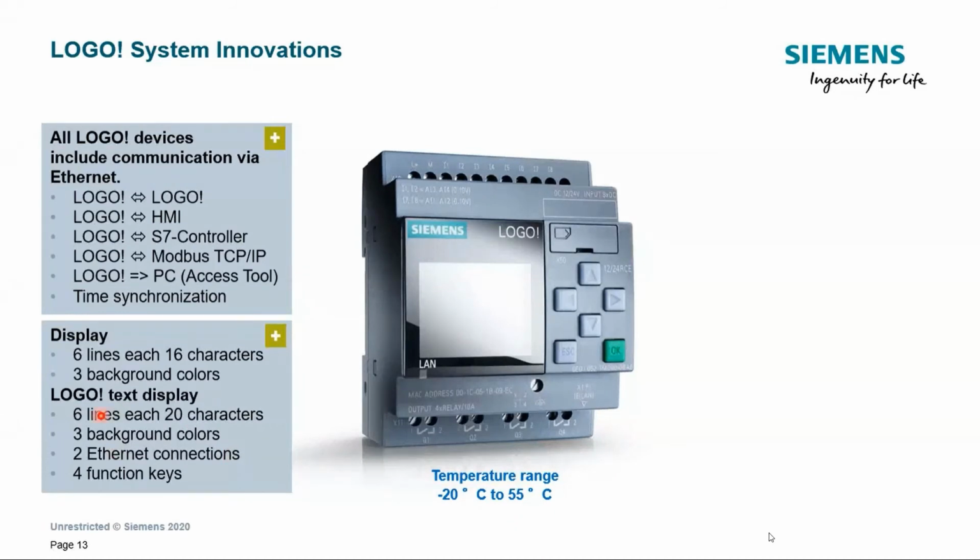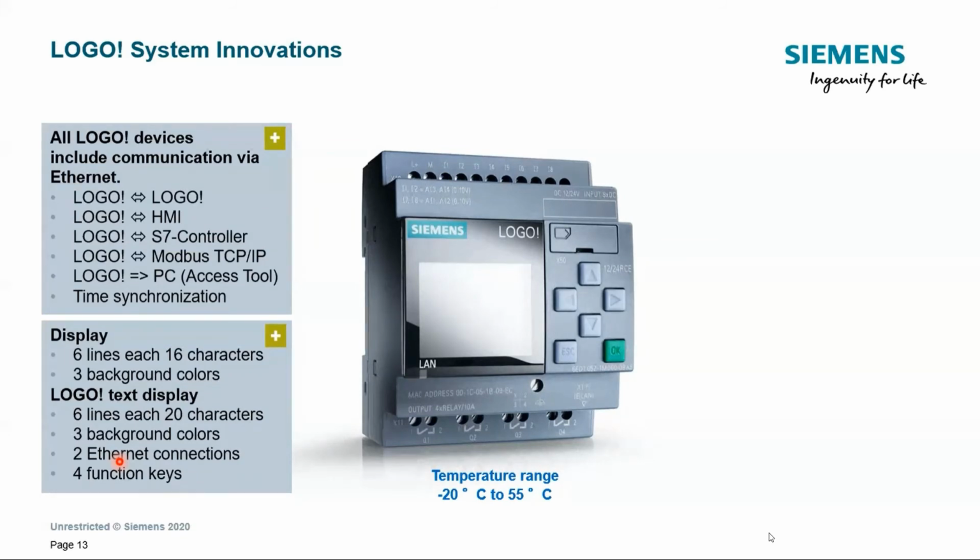And the LOGO! Text Display specifically actually has 2 Ethernet connections, not one, to give more flexibility of connecting more devices. So whenever there is a text display available, you will connect, of course, the Ethernet cable between the logic module and the text display, and then because we have 2 Ethernet connections on the text display, you have one port available if you want to connect a service laptop or maybe a connection going somewhere else.